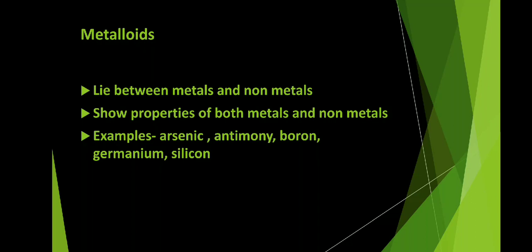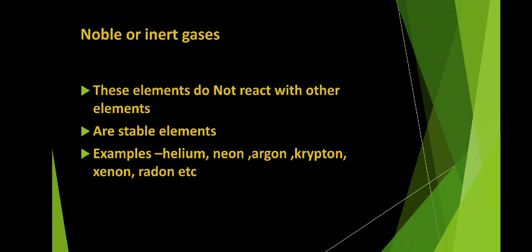Then fourth category of elements are noble or inert gases. So noble gases, noble means they belong to noble family, royal family. They don't talk. आपने देखा होगा जो बहुत रॉयल फैमिली के हों वो आमतौर पे किसी से बात नहीं करते हैं. इसी तरह ये noble gases हैं. They do not react with any other element. These are stable elements. They don't need anyone's company. And examples are given as helium, neon, argon, krypton, xenon, radon, etc. So these are the four categories of elements.